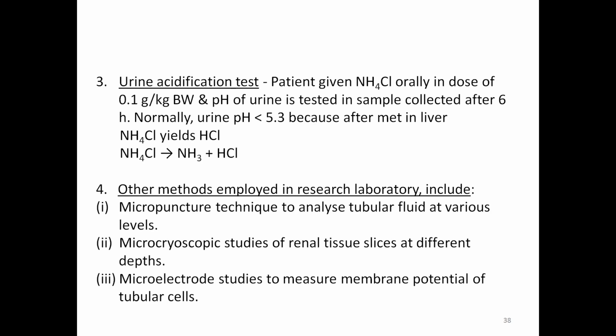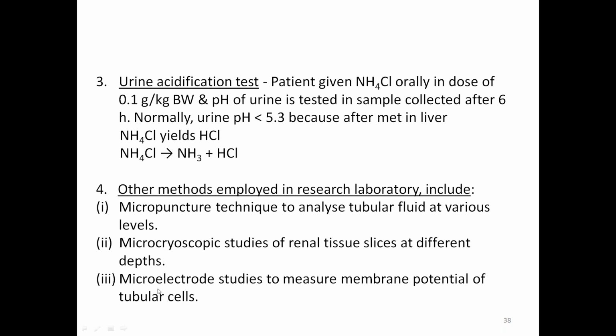Then we have a urine acidification test. The patient is given NH4Cl, ammonium chloride, orally in a dose of 0.1 gram per kg body weight, and the pH of the urine sample is tested after 6 hours. Normally urine pH is less than 5.3, because after being metabolized in the liver, ammonium chloride yields hydrochloric acid by this formula: NH4Cl leads to NH3 plus HCl.